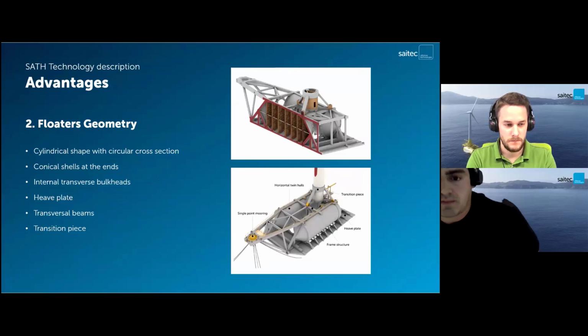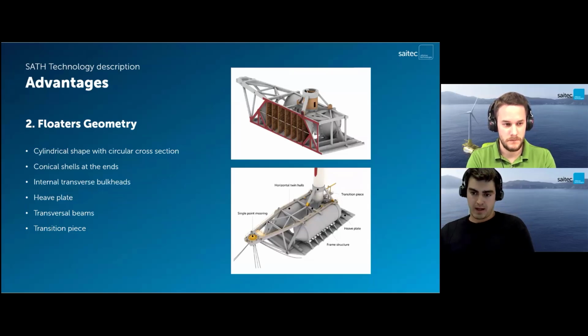The floaters are two cylinders in parallel with a circular cross-section. This cylindrical shape allows a big reduction on the wall thickness, which also means a decrease on the weight and on the draft of the whole platform. At their ends, we have conical shells to achieve a better hydrodynamic shape, which reduces the wave drift forces and the drag coefficient.